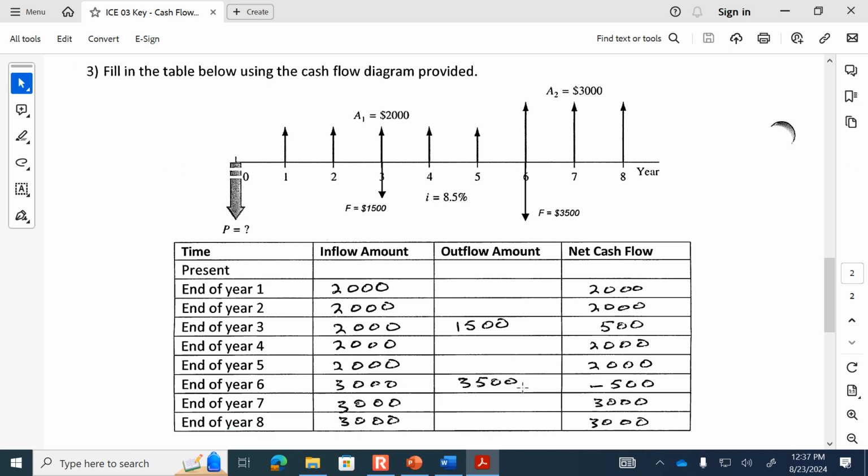There's no calculations with problem 3 related to the time value of money. All we're doing in finding the net cash flow is looking at the inflow minus the outflow amount. So there's no interest rate that's been specified in problem 3, so I'm not asking you to find the present value of any of these. It's just translate the diagram into a table.